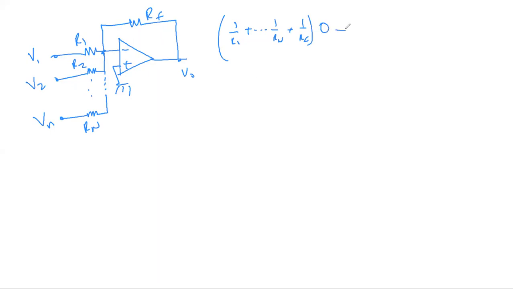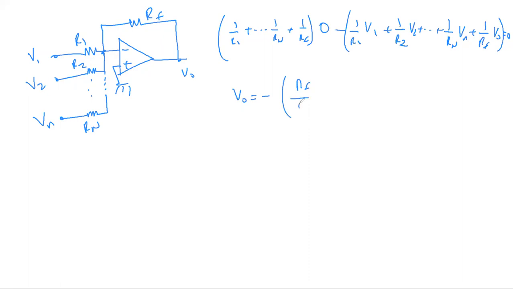So I didn't have to write this actually. Minus, between this node and every other node, I'm going to write the elements' admittances: 1 over R1 V1 plus 1 over R2 V2 plus 1 over Rn Vn plus 1 over Rf V0 equals 0. So from here, I have V0 is equal to minus Rf over R1 V1 plus Rf over R2 V2 plus Rf over Rn Vn.